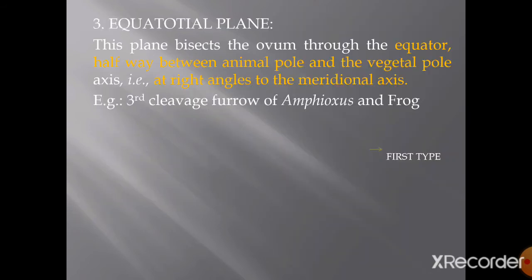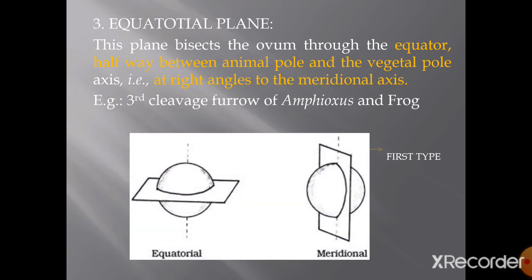Next we have to learn about the equatorial plane. This plane bisects the ovum through the equator, that is halfway between the animal pole and the vegetal pole, along an axis that is at right angles to the meridional axis. The best example for this plane is the third cleavage furrow of Amphioxus and frog.